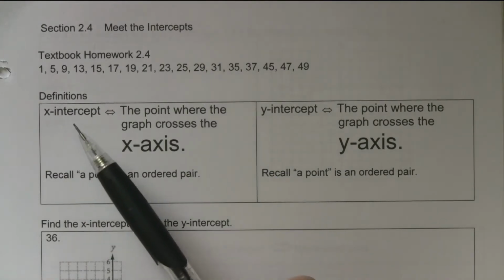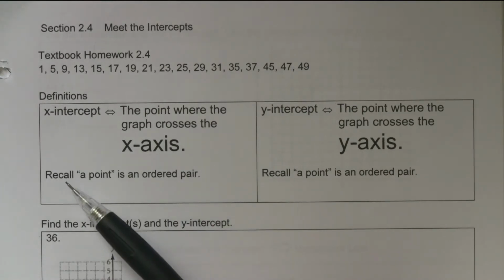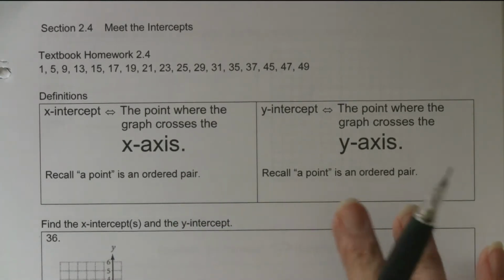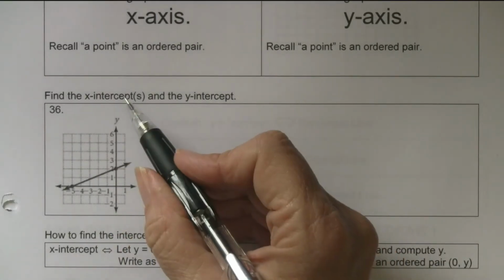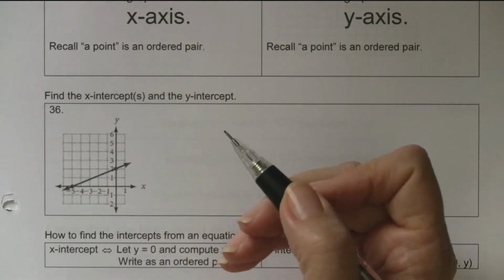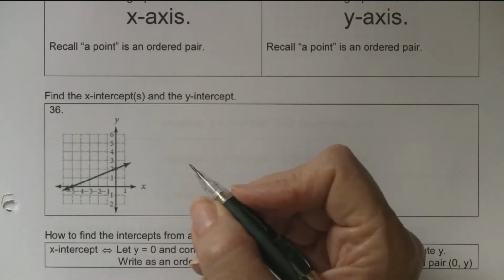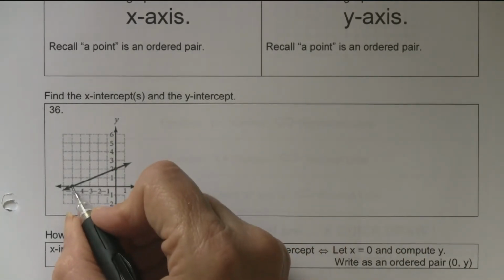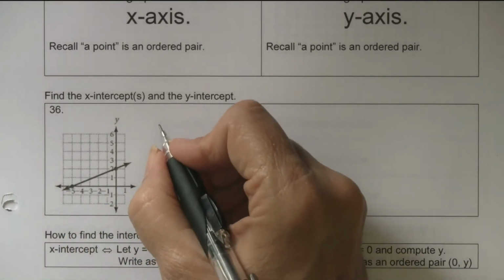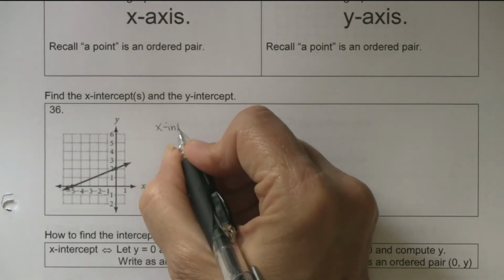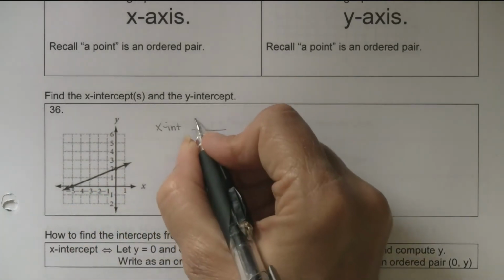And so the X-intercept is the point where the graph crosses the x-axis. And recall, a point is an ordered pair. And so I want to come down here, and some of the graphs that they've given you have more than one X-intercept. And so that's why they have the S there, just in case there's more than one. This particular one that I have chosen only has one. And so this is where the graph is crossing the x-axis. So here's the x-axis right there at -5. And so the X-intercept, written as an ordered pair, is the ordered pair (-5, 0).